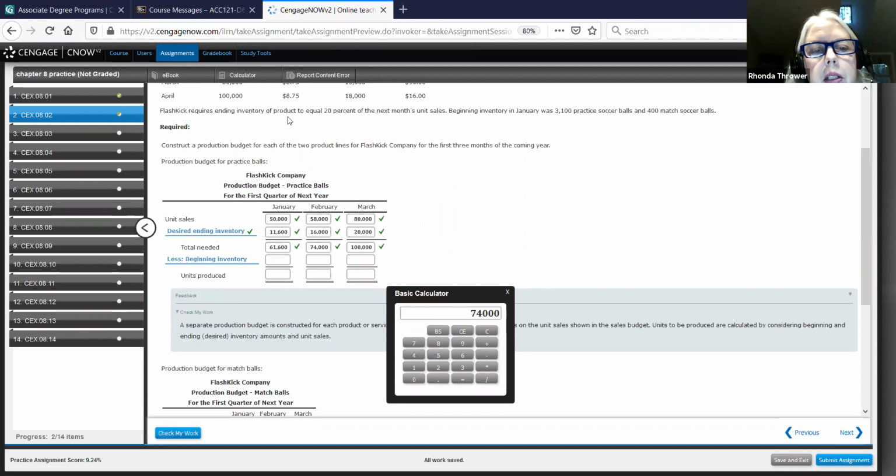And beginning inventory in January was 3,100 soccer balls.